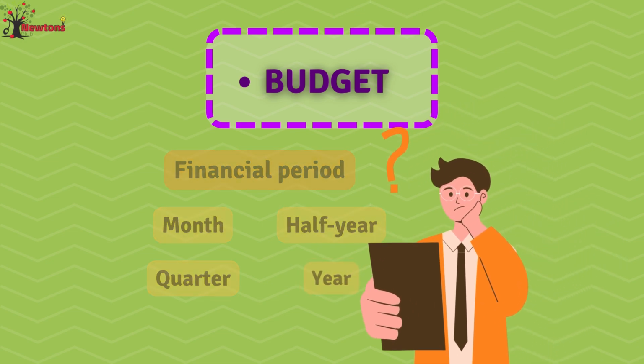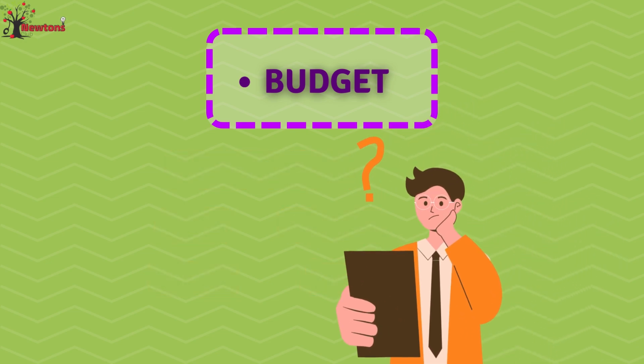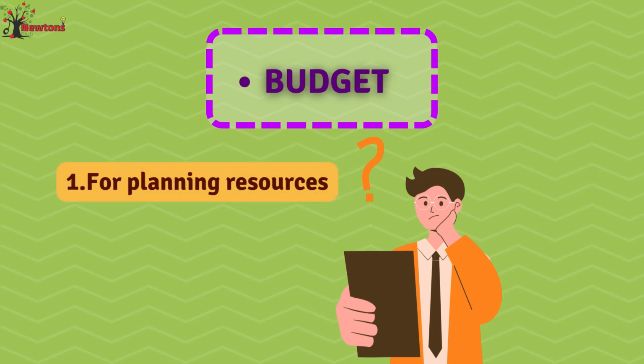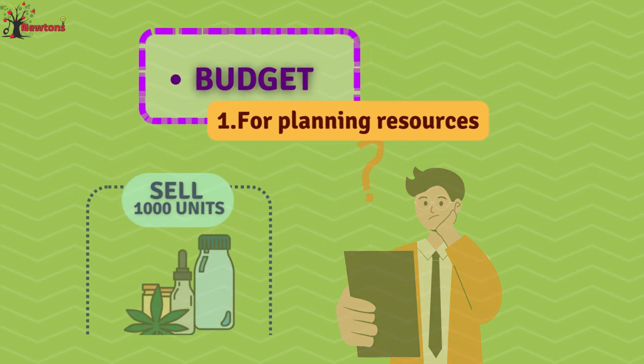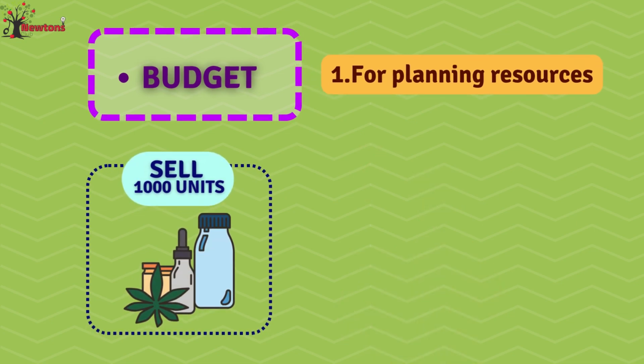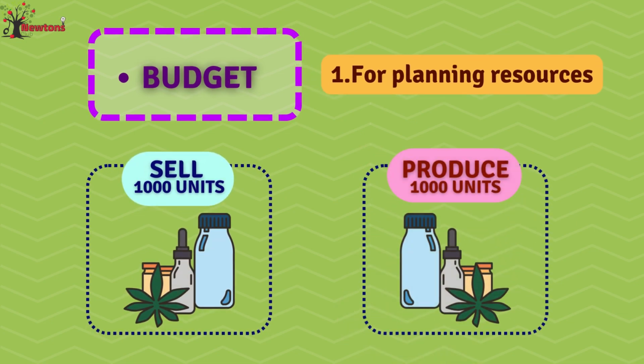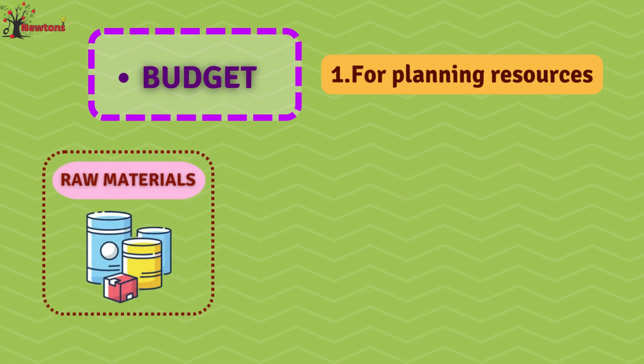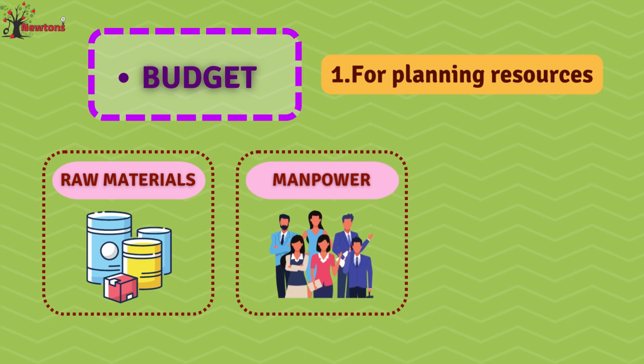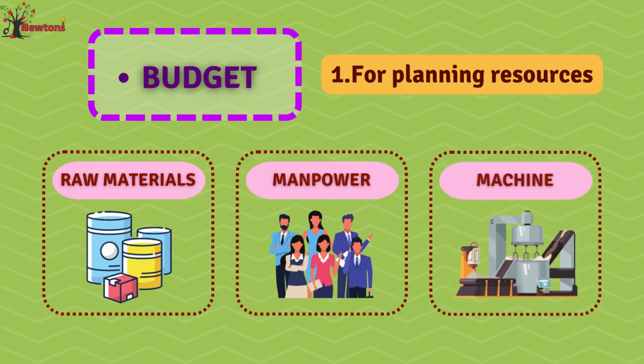But why is it important to forecast? The first thing that comes to my mind is for planning resources. If we forecast selling 1000 units, we have to plan to produce those 1000 units, right? Which in turn means we need to plan to procure raw materials for those 1000 units. We need to plan for manpower and we also need to arrange machinery. So for all this planning, budgets are essential.